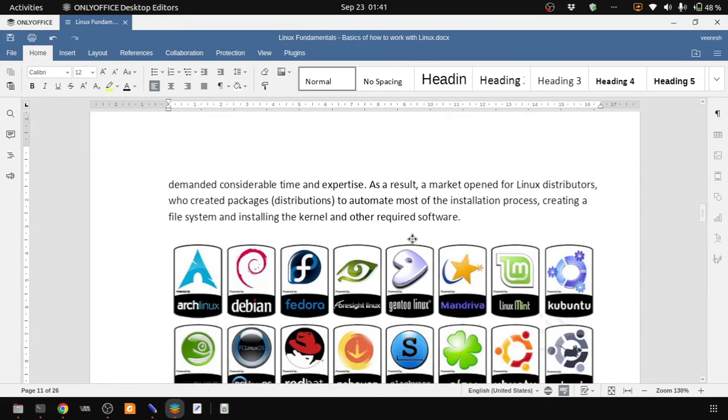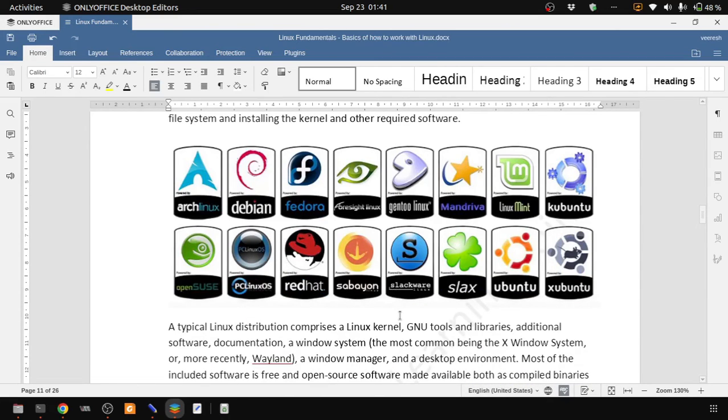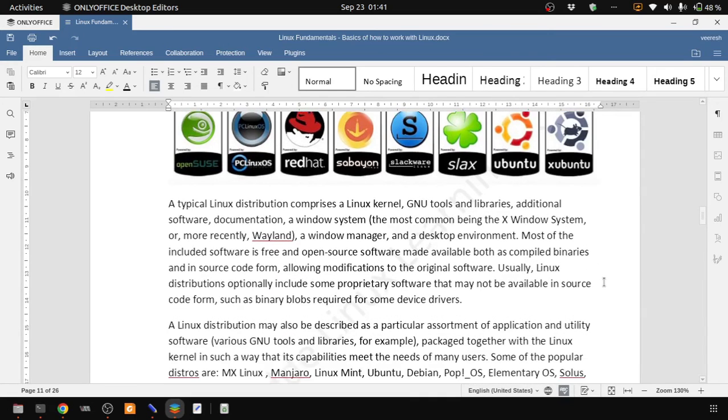So, this is something like, let's say I build a distribution, I build one operating system, and then I release it to the community or the public and I call it some name. That's how you have a lot of Linux distributions available.